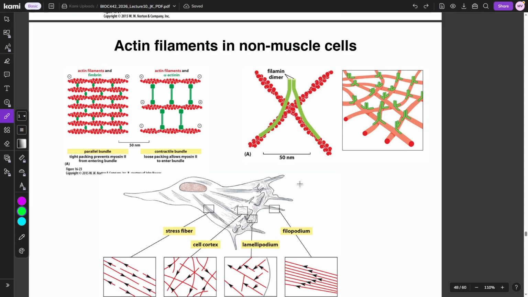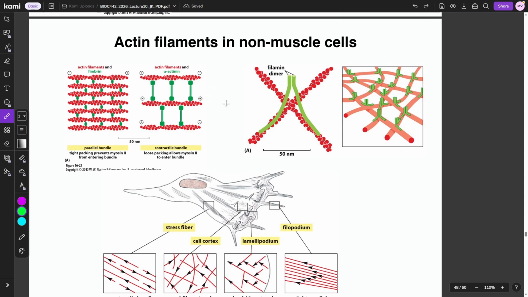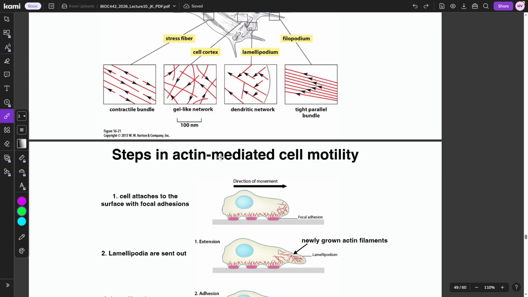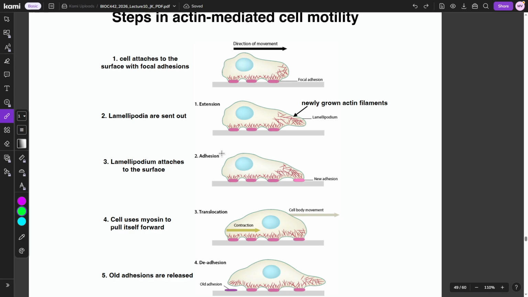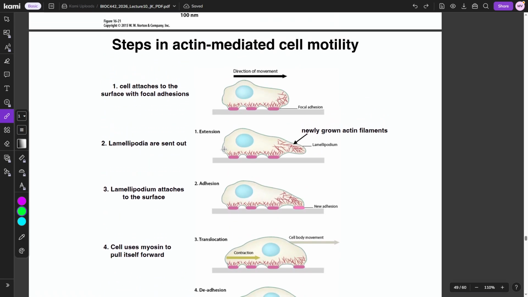So here are some more examples of what it does. You get cases where in non-muscle cells, maybe they bind parallel to each other. Maybe they bind to actinin, and maybe they contract in this way instead. So there's a whole bunch of different ways that you can use actin, basically, is what it's trying to say. But this is one of the things I would like to cover, which is actin-mediated cell motility.